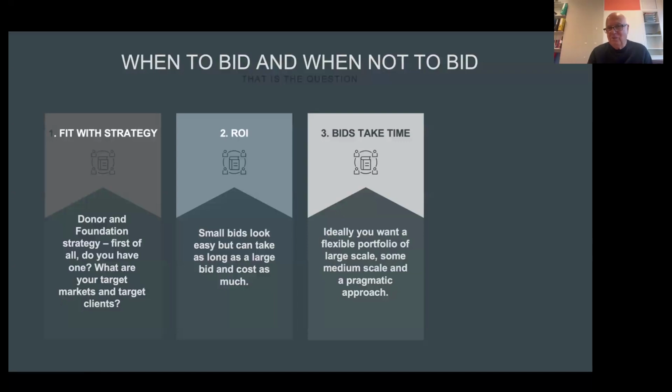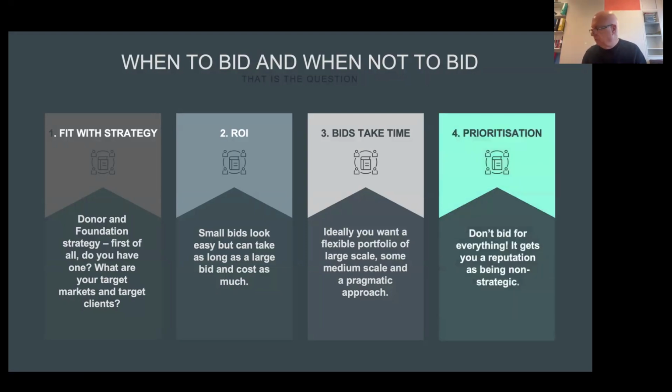And the third thing to remember is, and I know you know this, bids take time. One of the things that is really important is quite often you find that people are doing bid writing in the margins of their day job. And that really never works. You need to be able to create time and opportunity for people to put bids in that are serious and well crafted. And what you really want, of course, if you're really successful, is to have some large scale bids, some medium scale. But what you really want to do is have a very pragmatic approach.